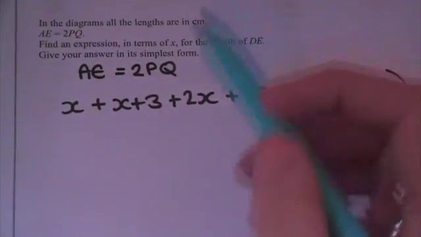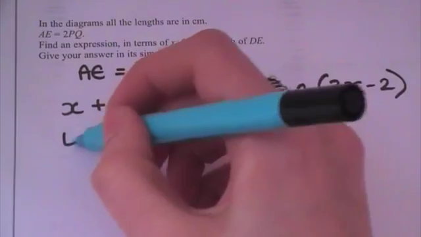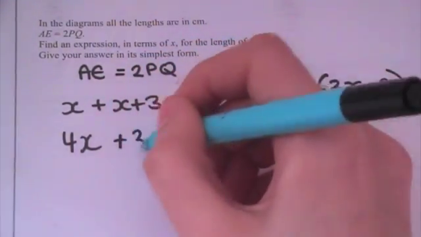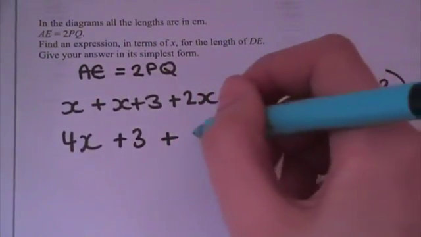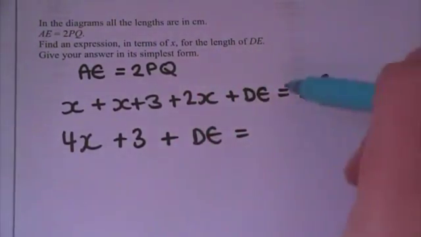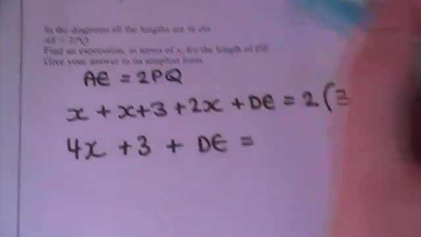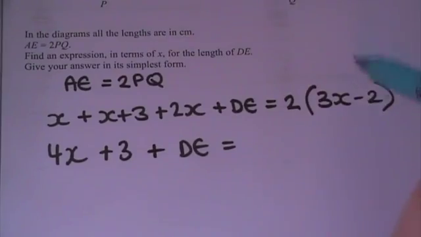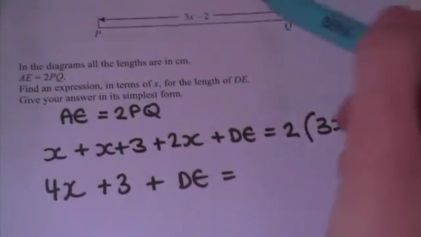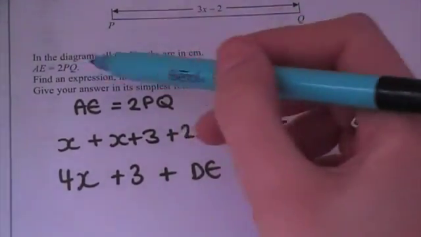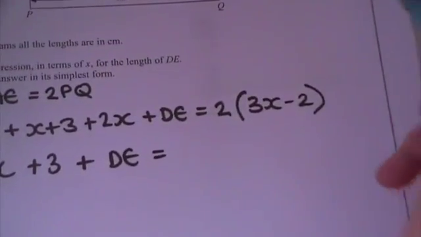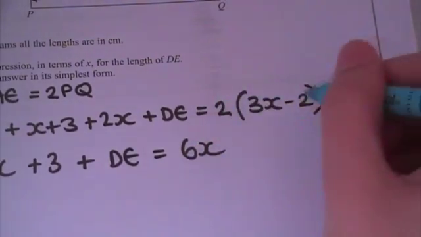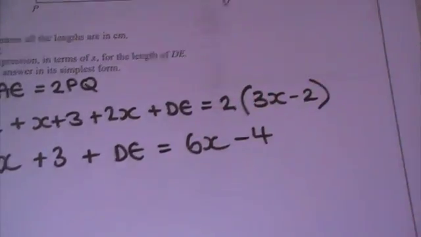So let's collect these up. We've got 4x's altogether. 1, 2, 3, 4. Add 3, add DE. So again, this side of the equation has just been A to E, which they've already told us up here. And then this side was the 2 PQ, so 2 of them, because they told us that they were equal in the question. So we multiply that out. 2 times 3x is 6x, and 2 times minus 2 is minus 4.